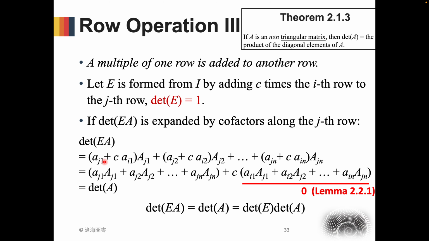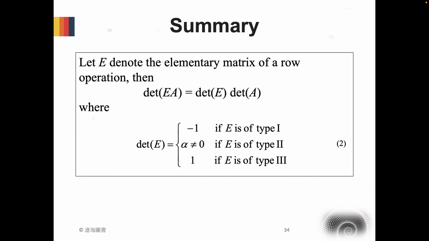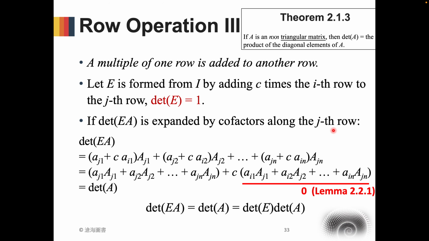the J's row entries would be AJ1 plus C times AI1, because we multiply the I's row by C and add it to the J's row. So the entry of the J's row becomes AJ1 plus CAI1. Right? And if we do cofactor expansion, this entry times capital AJ1, and this entry times capital AJ2, and so on.